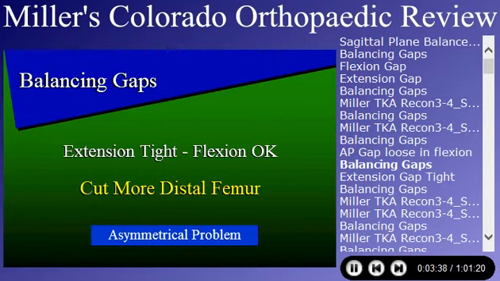Okay, balancing the gaps, extension is tight, flexion is okay. So what's happened here is, again, an asymmetrical problem. Your PCL is balanced in flexion, or you have a posterior stabilized knee, your ligaments come down and bend okay, but in extension you have a flexion contracture. So if you have an asymmetrical problem, again, you deal with the femur. Here you didn't cut enough distal femur, so you just cut more femur off. Okay?